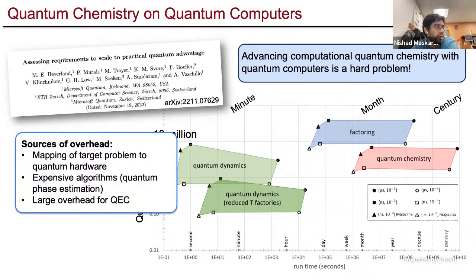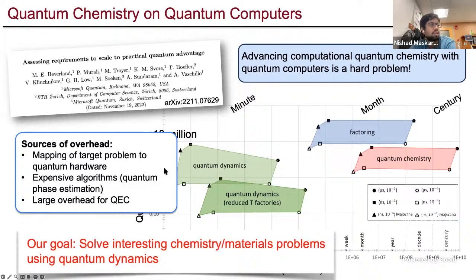So in our group, we're working to address all three of these challenges. But today, we're going to focus on trying to see if there's interesting chemistry and material science problems that we can solve. And the approach we're going to take is going to be more of a quantum dynamics style approach instead of a full-blown quantum phase estimation algorithmic approach. So I'll pause here for a second and ask if there's any questions.